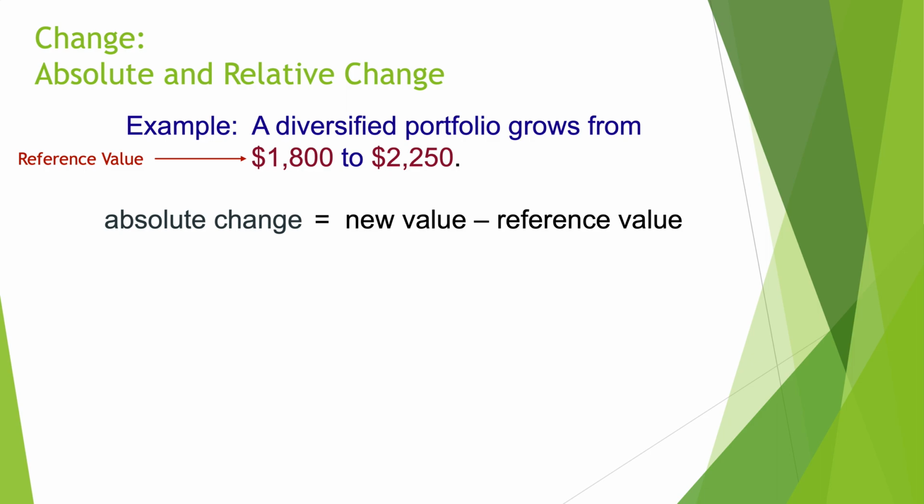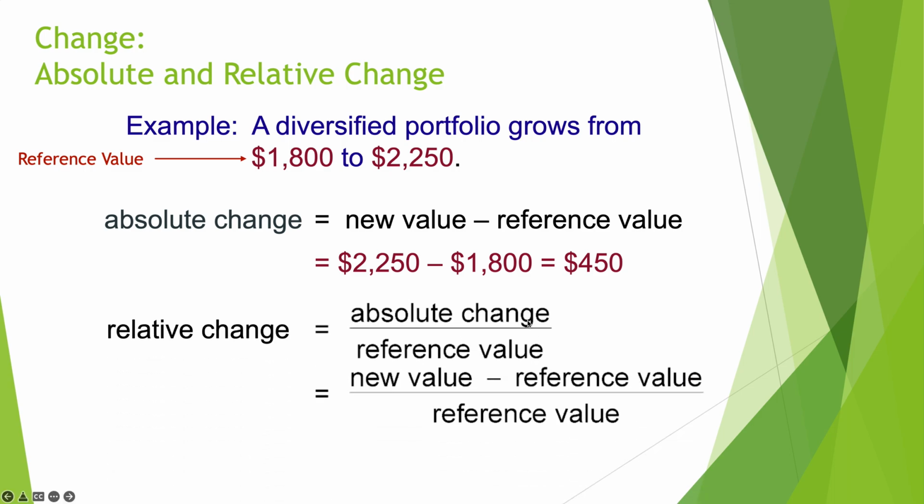The absolute change is the new value minus the reference value. The new value minus the reference value. So that's 2250 minus 1800. Which is $450. Now the percent change is the absolute change over the reference value. In other words, whatever you started with, which in this case was 1800. So I do 450 divided by 1800 and I get a 25% relative change. Relative changes are always going to be in percents.